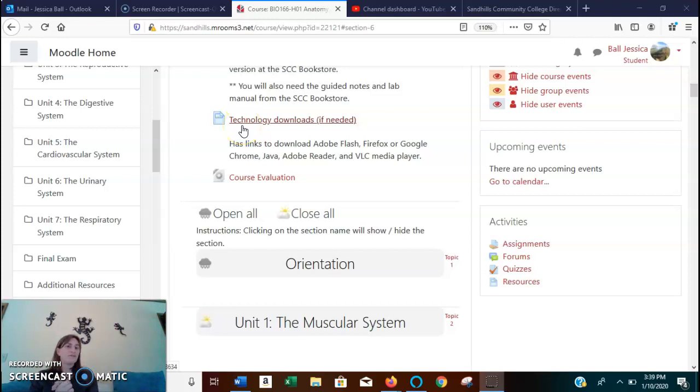If you're new to an online class, here are some technology downloads. I'm not the technology guru for Sandhills Community College, so if you do have questions about technology, please get in touch with IT first. But one thing I can tell you is the best thing to use with Moodle is Firefox. Chrome isn't as user-friendly.